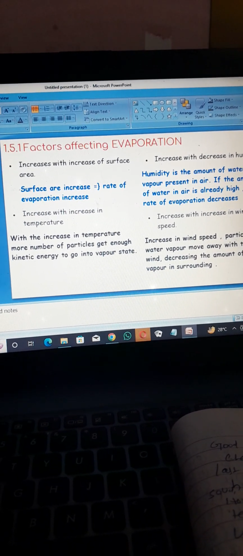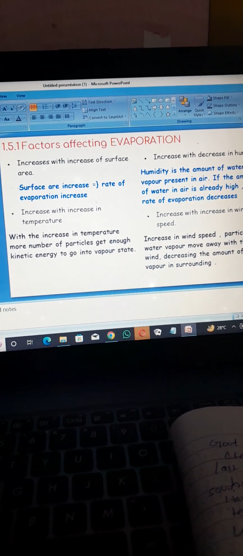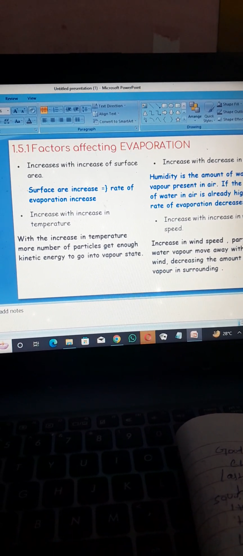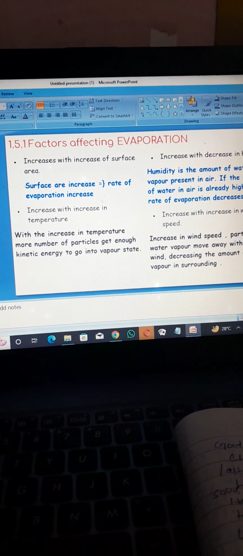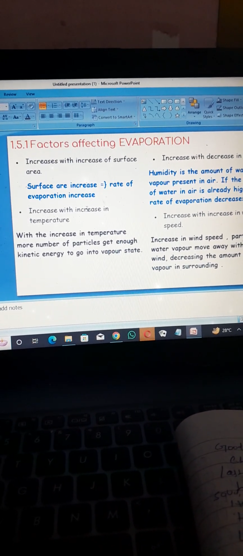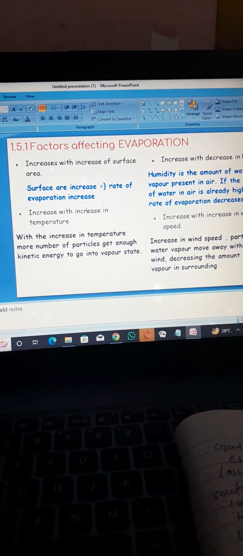So what are the factors? Surface area, temperature, humidity, and wind speed are the factors affecting evaporation. You have to understand and remember the above factors.